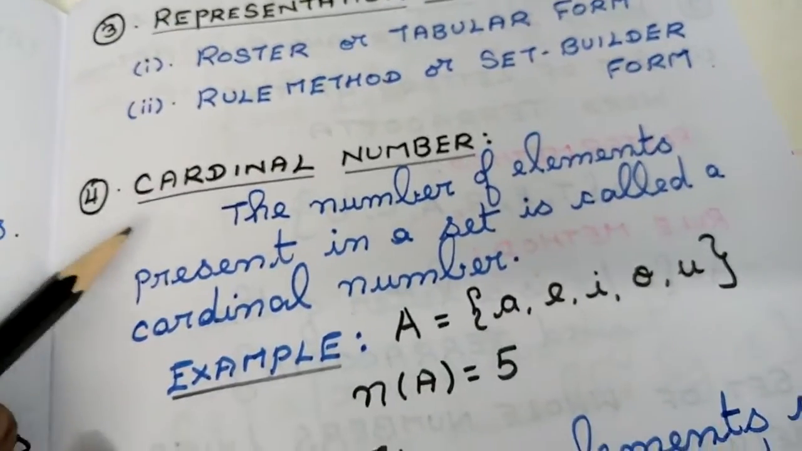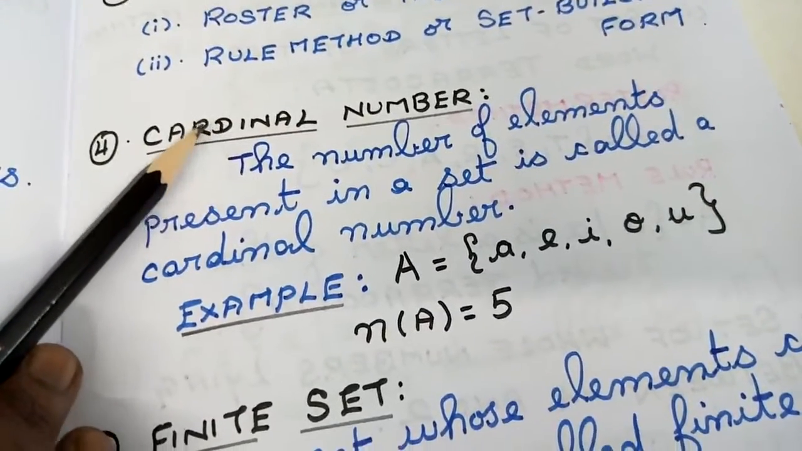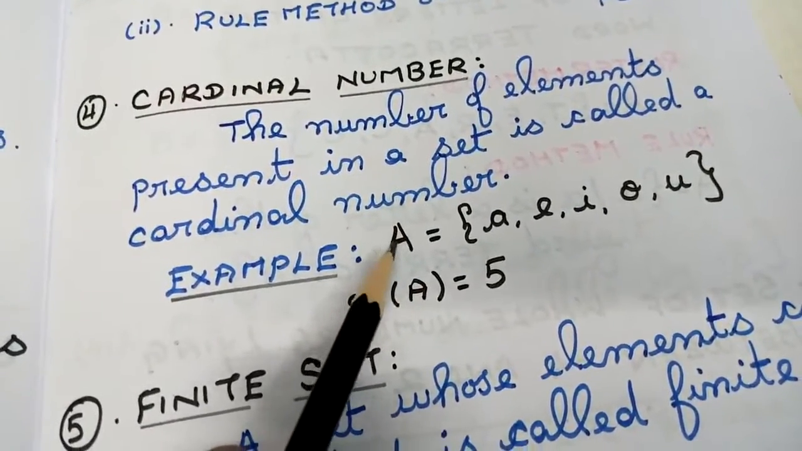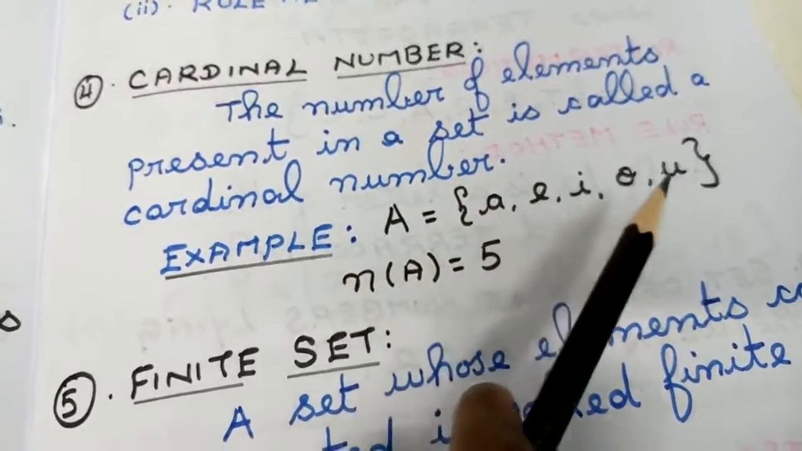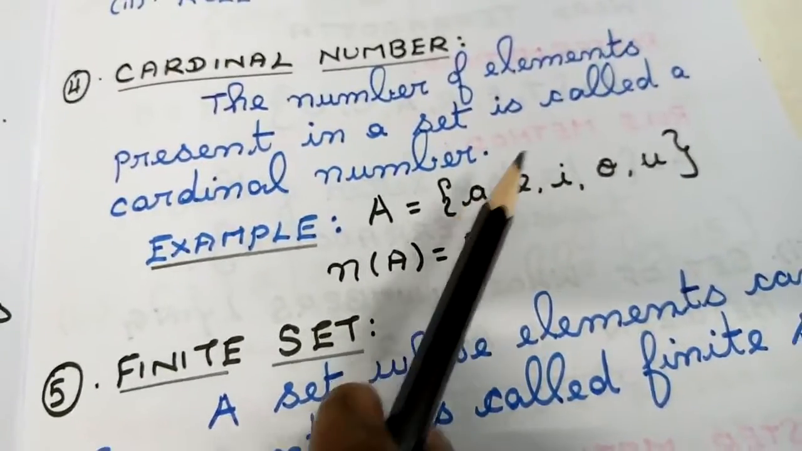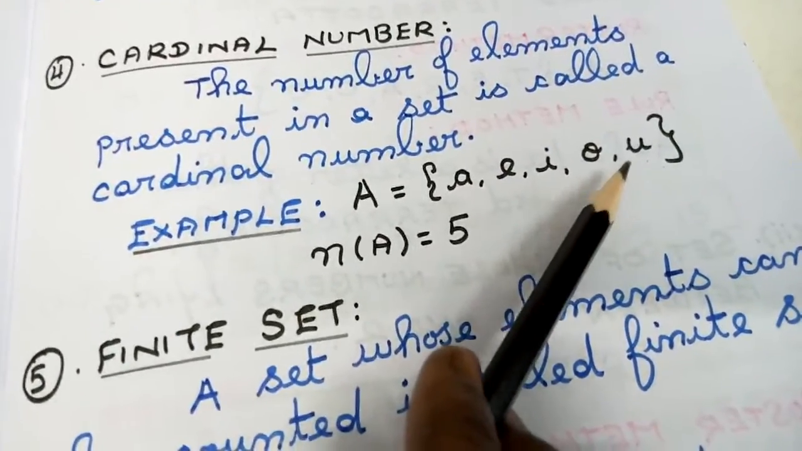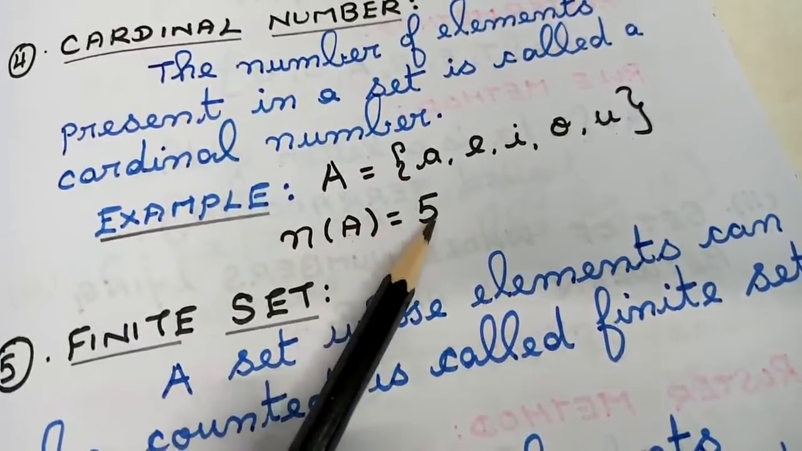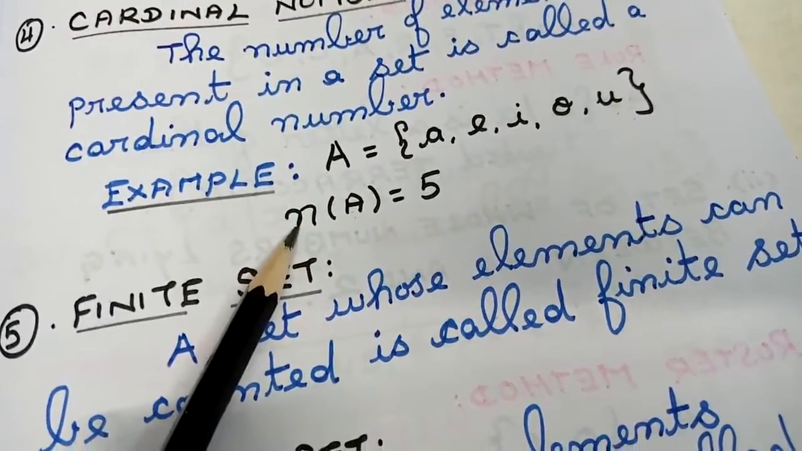Fourth one, cardinal number. Before seeing the definition of cardinal number, we will see the example. I have opened a set, capital A equal to, and inside that I am writing the elements like this: a, e, i, o, u. Now I am going to count the elements: 1, 2, 3, 4, 5. So how many elements am I having here? I am having 5 elements. So n of A, n of that particular set, equals 5. This small n represents the cardinal number.